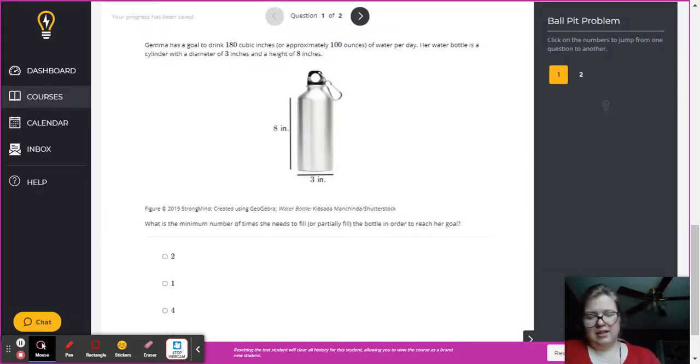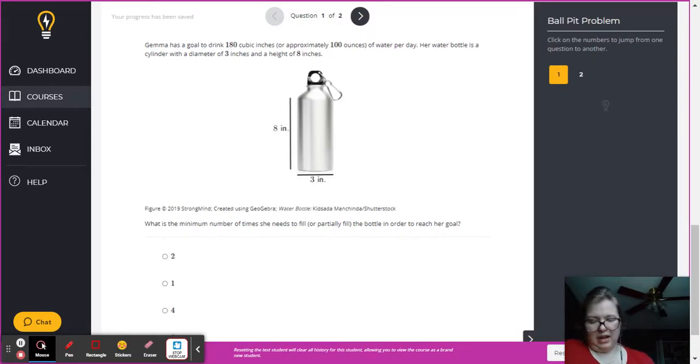So we want the formula for this. It's a cylinder, so the circular base is pi times the radius squared. We're going to use 3.14, since it doesn't say to use pi. So we're going to do pi times the radius. If the diameter is 3, the radius is 1.5, squared. And multiply that by the height, which is 8. And that is about 56.5.